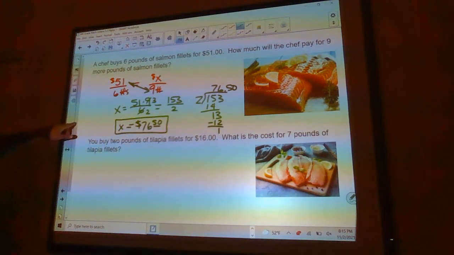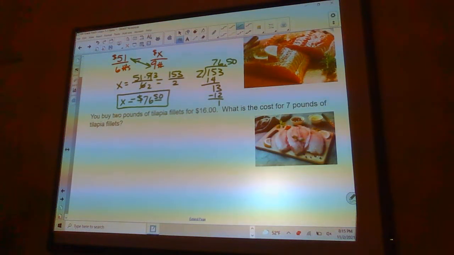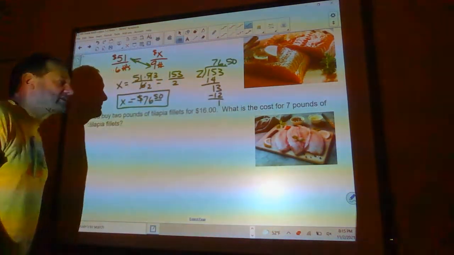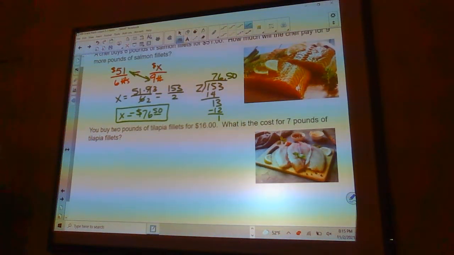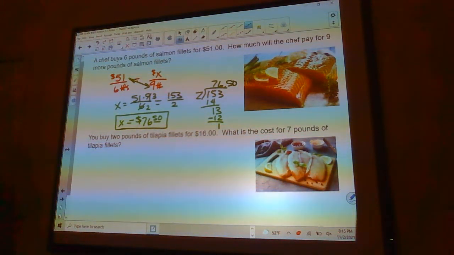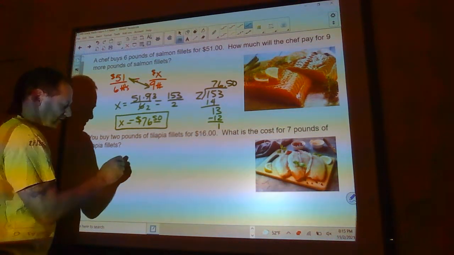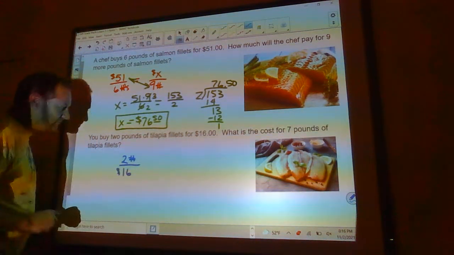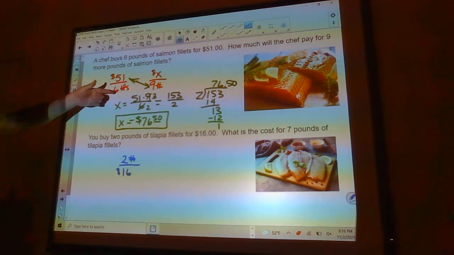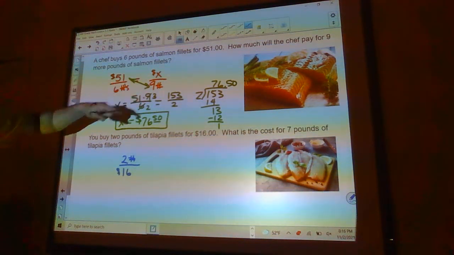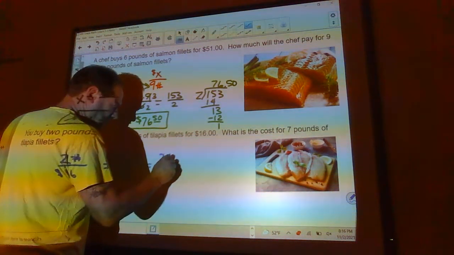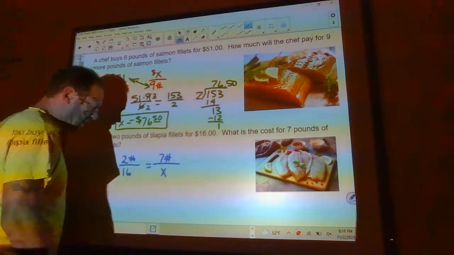Okay, so now you buy 2 pounds of tilapia for $16. What is the cost for 7 pounds of tilapia fillet? So I'll let you pause the video here and do this one, and then jump back on and see how you did. It'd be just like that one. Okay, so you could say 2 pounds for $16, right? Now notice up here I put the dollars on top and the pounds on the bottom. It doesn't matter which way you do it, just make sure it's the same on the other side. So over here, I want 7 pounds, and that's going to be X dollars down there.